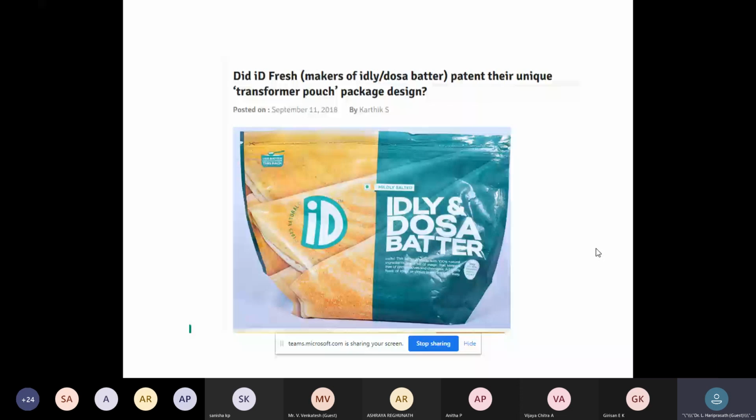So if you take this same design of the pouch and use it for some other purpose, you cannot, because it is already protected by the company iD. They say it is a unique transformer pouch. You can use some of it at one time, and again you can ziplock the cover, store it in your refrigerator, and reuse it whenever required. Okay.